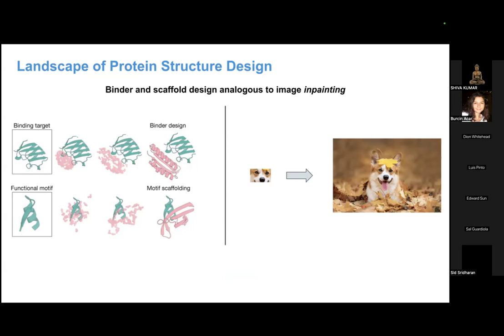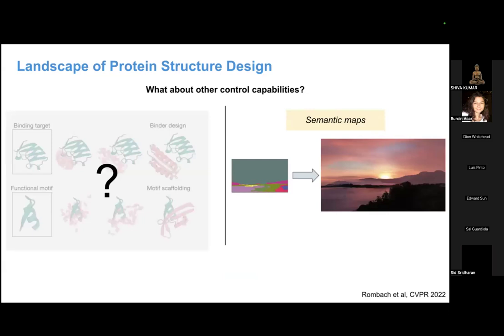Okay, but then what is it that we can currently do with image models that we cannot do with proteins? Because in the image world, we have many additional control capabilities where we, for example, can condition on a semantic map and you just tell your model, I want some sky to be over here, some lake or some water over here and some greenery over here. And then it generates an image adhering to that conditioning.